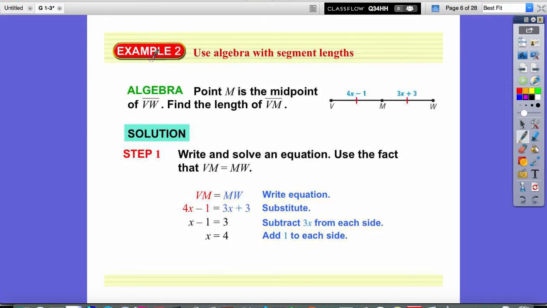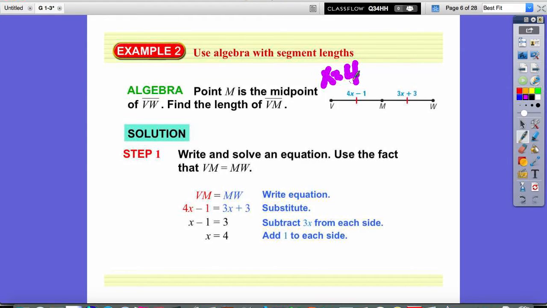In example 2, you can also use algebra. Point M is the midpoint of VW. So find the length of VM. That means that VM is congruent to MW. So 4x minus 1 is congruent to 3x plus 3. And so we subtract 3x from both sides. We get x minus 1 equals 3. We add 1 to both sides. X equals 4. So if x equals 4, and we want to find VM, our answer isn't 4.